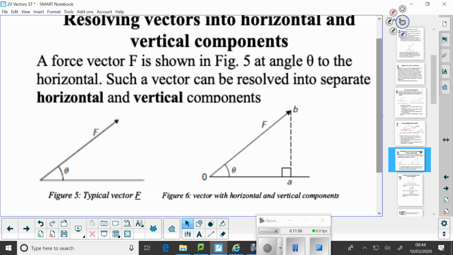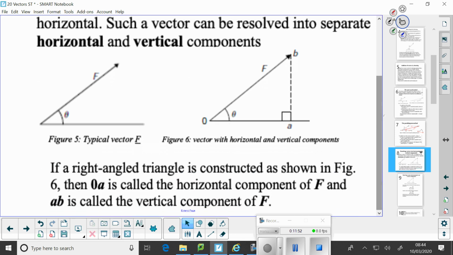Right, so if we construct this right angle triangle over here, then O to A is the horizontal component of F, and AB is called the vertical component of F. So this is the horizontal, and that's the vertical. And using trigonometry on the next page, we can find those two components.